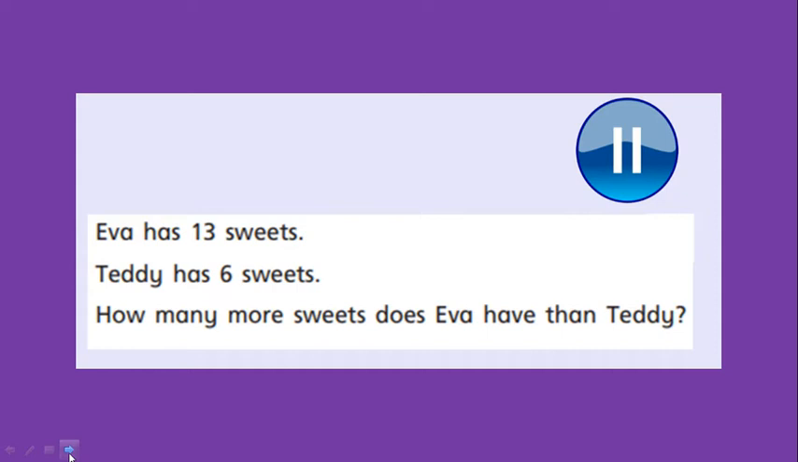Now we had 13 sweets, and then what did we do? We took away Teddy's 6 sweets, didn't we? And that then meant that we knew how many more sweets were left. So pause the video, work it out. You might want to do it on a number frame or on a number track or a number line, or even with counting objects. But pause the video, work it out, and we'll check on the next slide, okay?